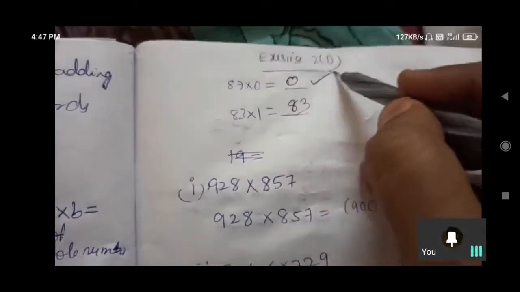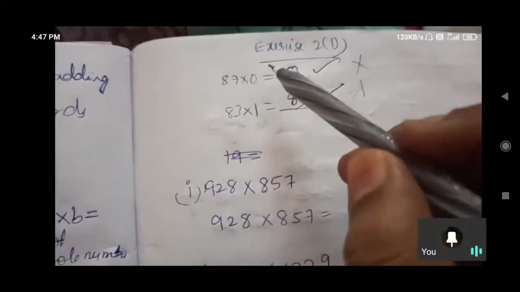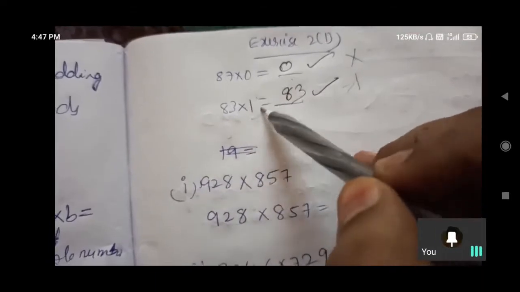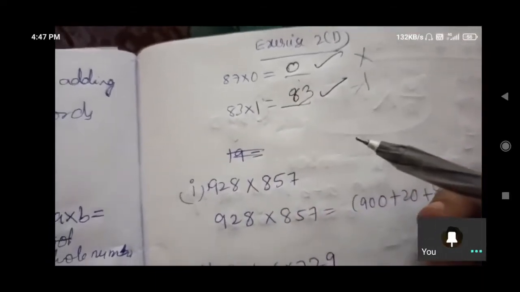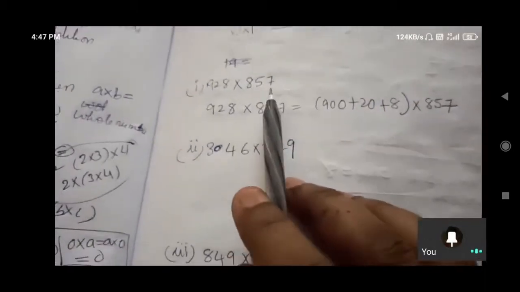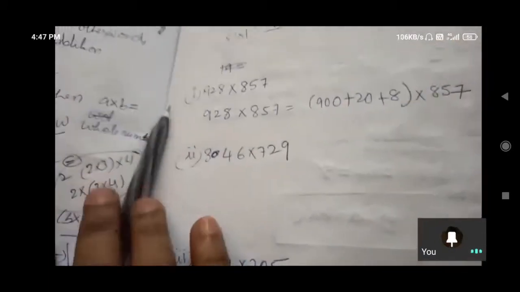So you must ensure you remember these two. Any number multiplied by 0 gives 0. Any number multiplied by 1 gives that number only. Okay, remember these two. And the next one is this one. Not direct multiplication; we can use the distributive property here, an easy manner.